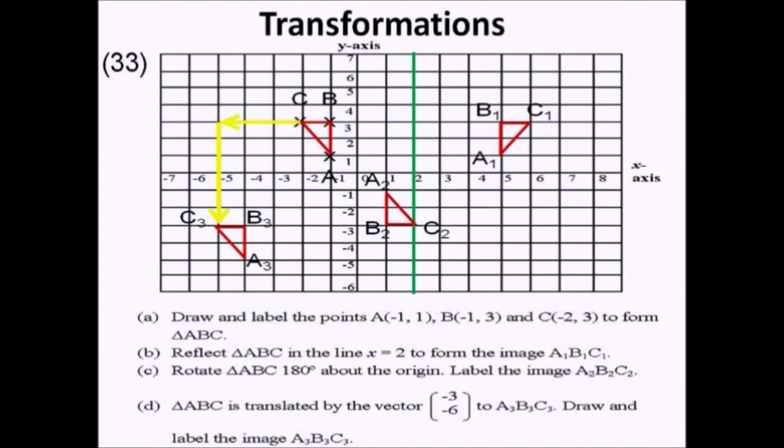And the last one, translate using the vector (-3, -6). So you count it from C, -3, you go to the left, and then -6 you go down. That's where C3 would be, and then do the same for B and then for A, and you would get the triangle in the same position that they have it down at the point where you have A3, B3, C3. Just match up your letters and you have it.